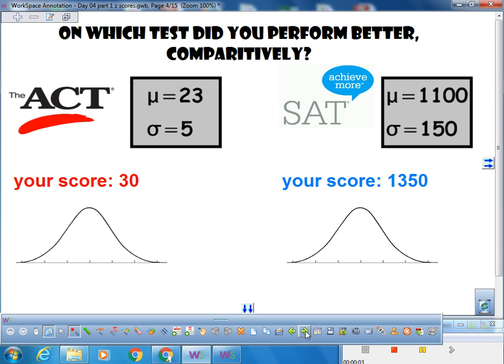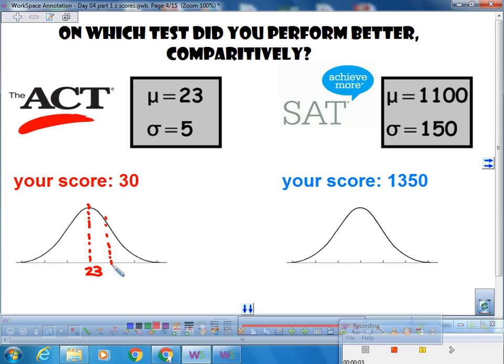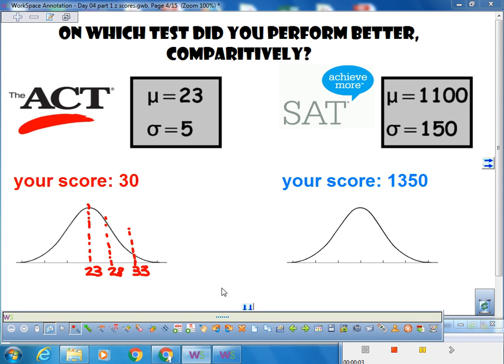Okay. So, what a Z-score does, check this out. If you have a score of 30, and my mean is 23, and my standard deviation is 5, one standard deviation away would be a score of 28. Two standard deviations away would be a score of 33. So you would be somewhere in there, right? Correct? All right, so let's check out the SAT.